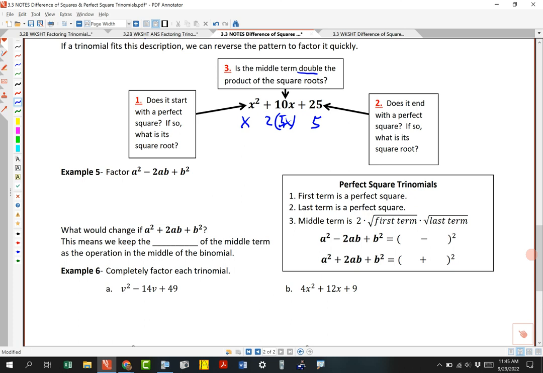So here's the deal. The only difference could possibly be that this might be a plus or it might be a minus. So if it happens to be a minus, it's the square root of the first one, which would be a, minus the square root of the last one, which would be b. If it's a positive middle term, then it's going to be a plus b.